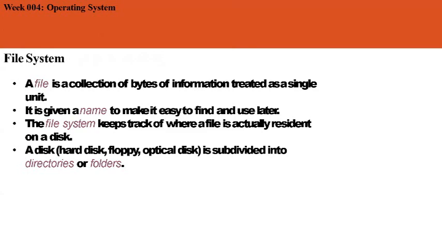So a file, that is a collection of bytes of information treated as a single unit. It is given a name, so that is a file name, to make it easy to find and use later. Then the file system, it keeps tracks of where a file is actually resident on a disk. Then we have also a disk, a hard disk, a floppy disk, an optical disk. We have also the USB drive, external drive.